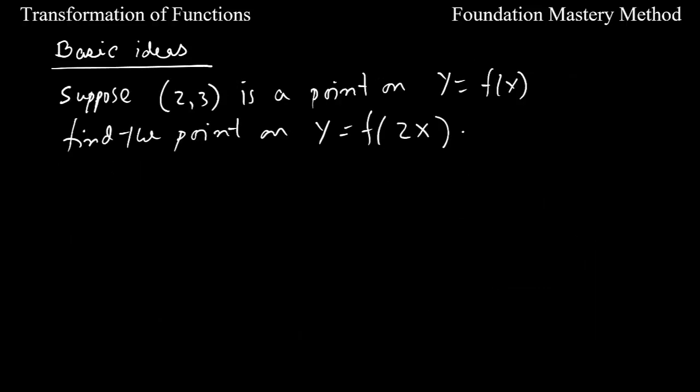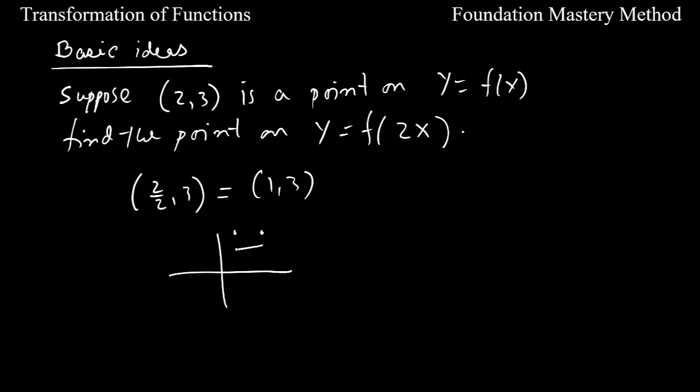We'll give more examples. Suppose I have a point (2, 3) on the given function y equals f of x. Now we need to find the corresponding point for y equals f of 2x. So 2 is inside the function. Now we know that the point becomes (2 over 2, 3), which is (1, 3). So when I had a point (2, 3) here, now this becomes (1, 3). So it is coming horizontally in this direction. So that means you have a horizontal shrink by a factor of 1/2.